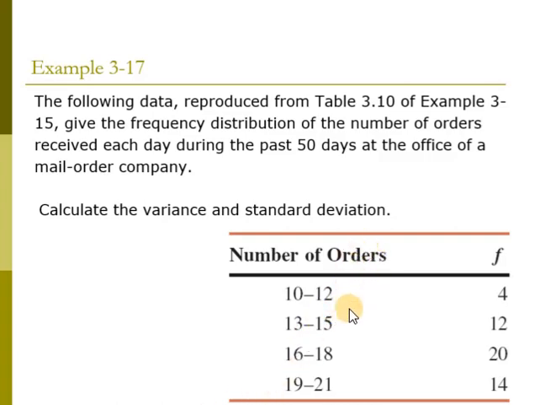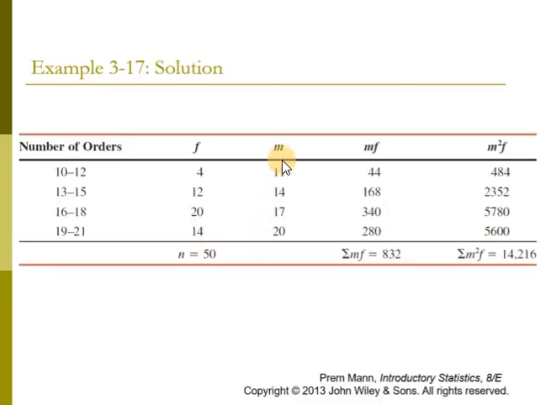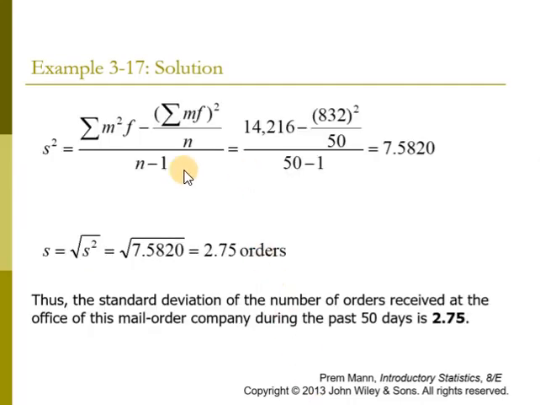Given here are the number of orders, and this is the frequency. So just like before, find the midpoint for each class here. Calculate the MF and M square F. Put it in the formula. We use now the formula for the sample and then get the standard deviation value. Just take the square root, then you will get 2.75.